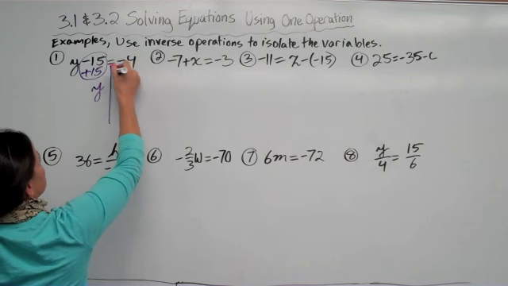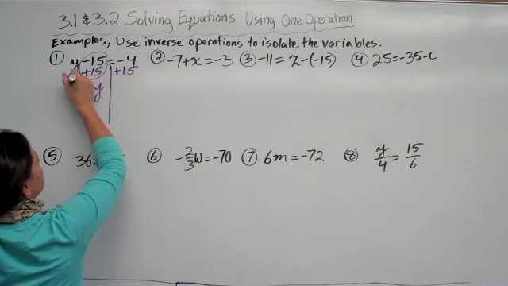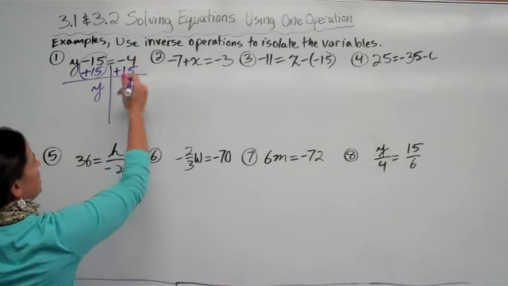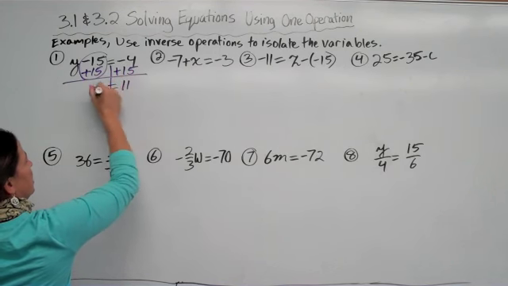Now, if I add 15 on one side, I need to make sure I add 15 on the other side, so that it stays balanced. So what's negative 4 plus 15? Well, that's going to equal a positive 11.